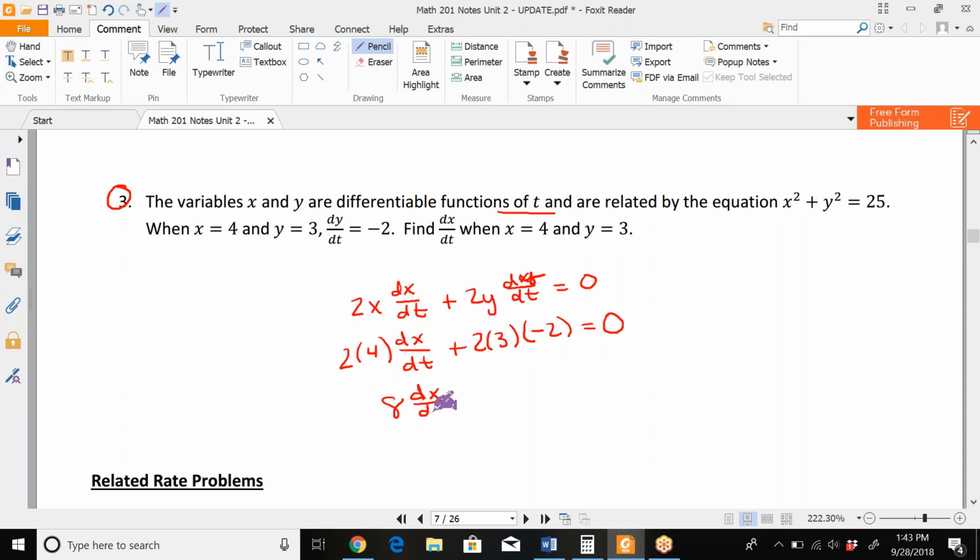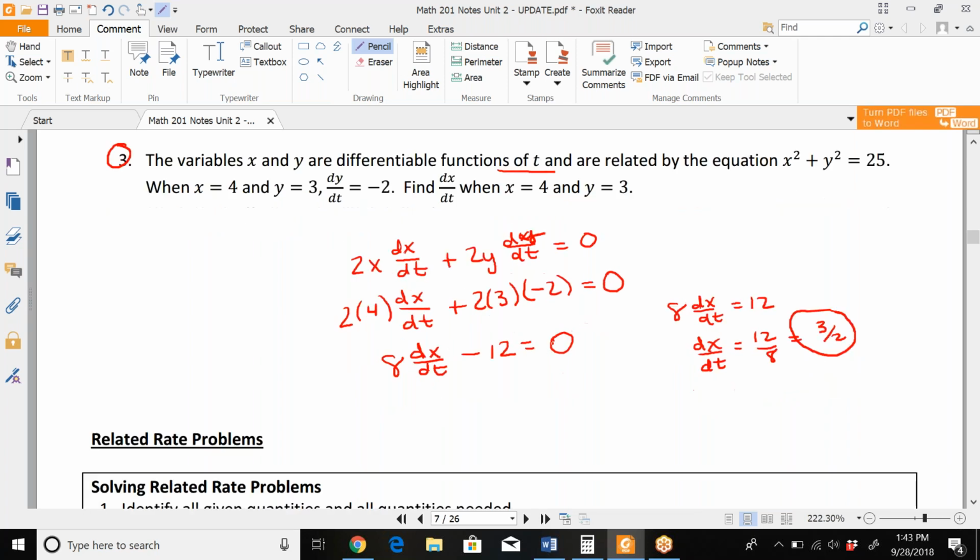All right, so 8 dx dt, and then this we said was -12. Now to solve this, we want to, of course, move the 12 over. So that would be 8 dx dt equals 12. So it would add over. And we divide by 8. So 12 divided by 8. That is going to reduce by 4, so that's going to be 3/2. So there is dx dt.